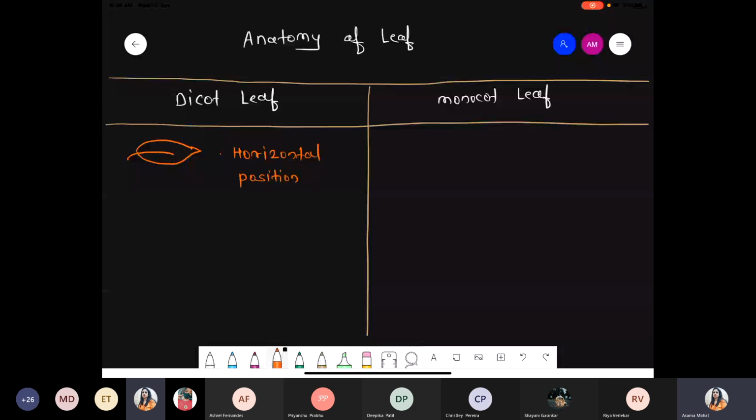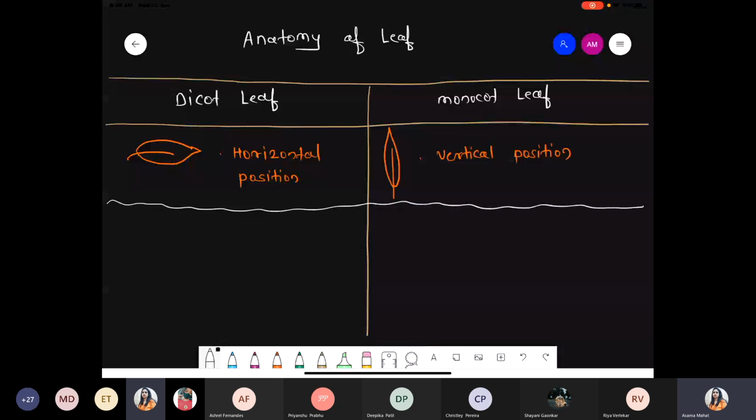Whenever we talk about the monocot, basically the leaf is present like this. If you see the grasses, even in maize or other monocots, the leaf is present in a vertical position. So in case of the monocot, the leaf orientation is vertical. It is very common that in dicots the leaf is in a horizontal position, and in monocots the leaf is in a vertical position.